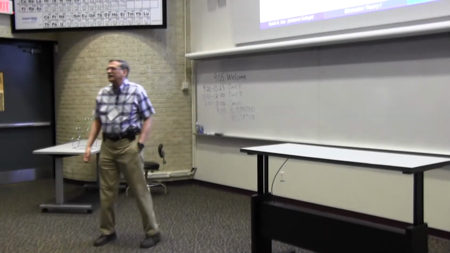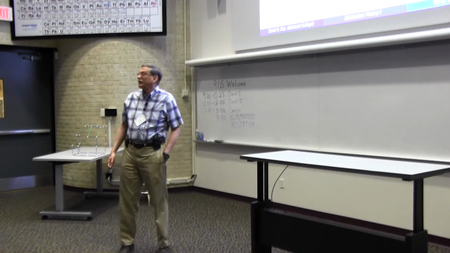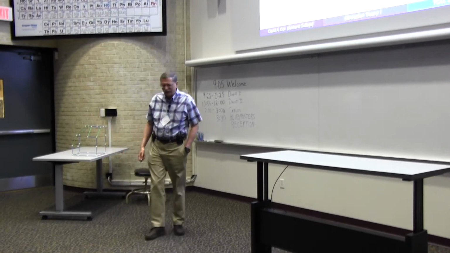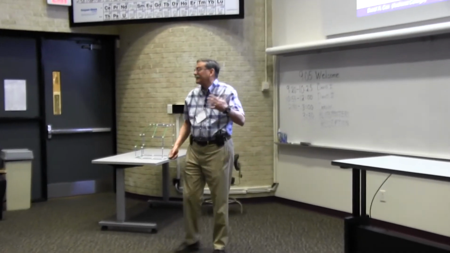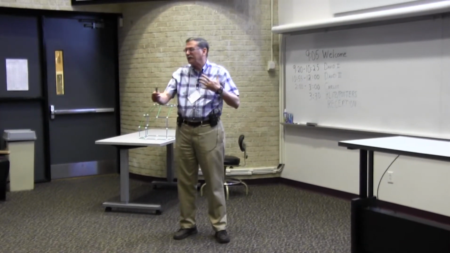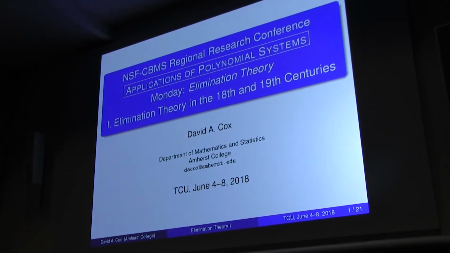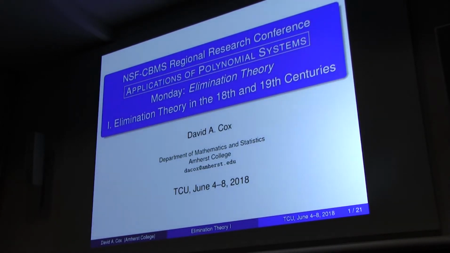The topic for today is elimination theory, and I've decided to take a fairly historical point of view, partly because it's a very classic subject in algebraic geometry, and also because the relation between algebraic geometry and elimination theory has fluctuated over the years, and it explains where things are now if we understand how we got to them.